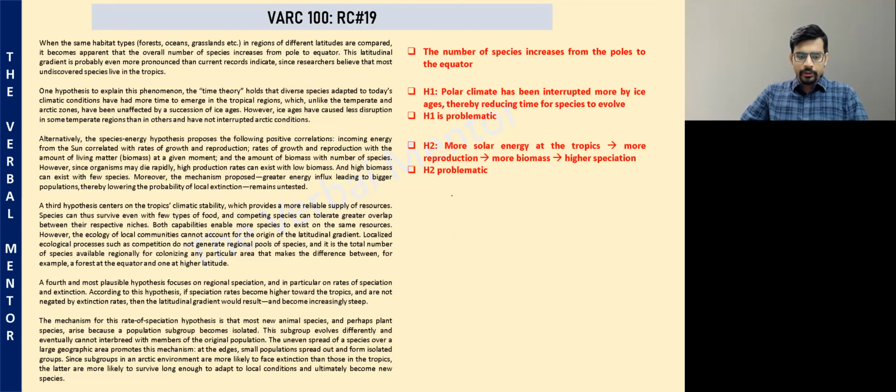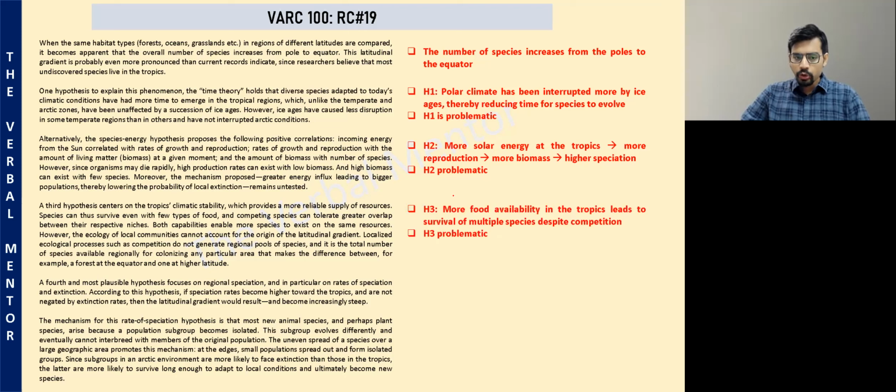In the next paragraph, he introduces hypothesis 2, which states that solar energy in the tropical regions leads to a higher rate of growth and reproduction, which further leads to higher availability of biomass, which in turn leads to a higher number of species. Now, please note, the author finds both hypothesis 1 and 2 problematic, and he rejects them both.